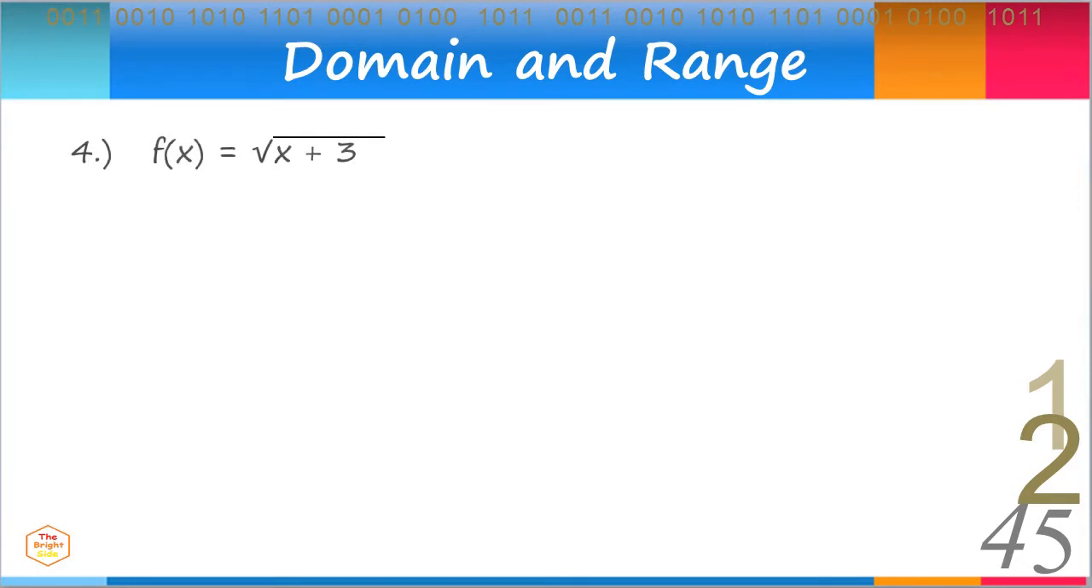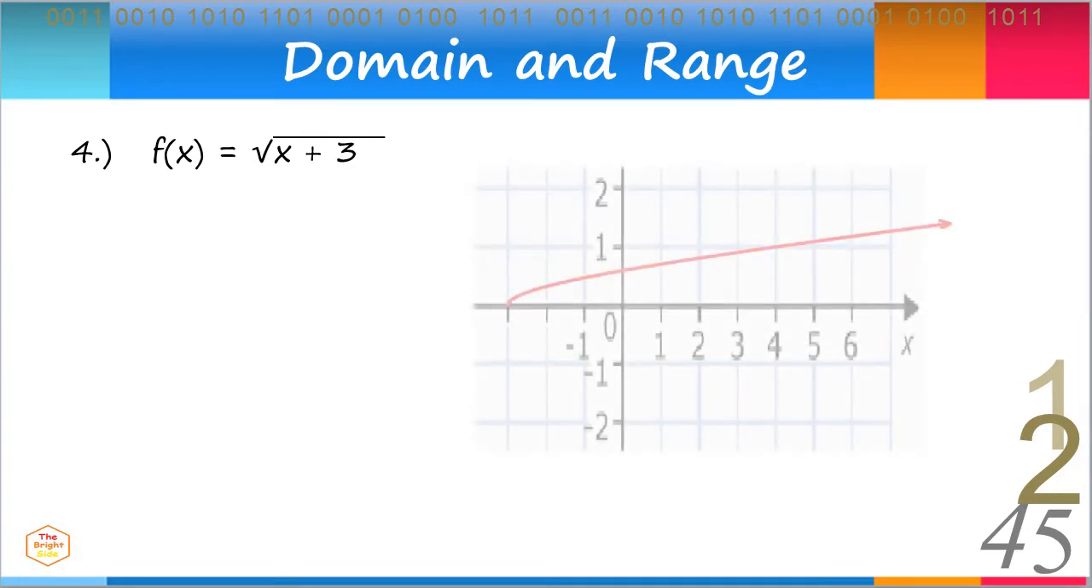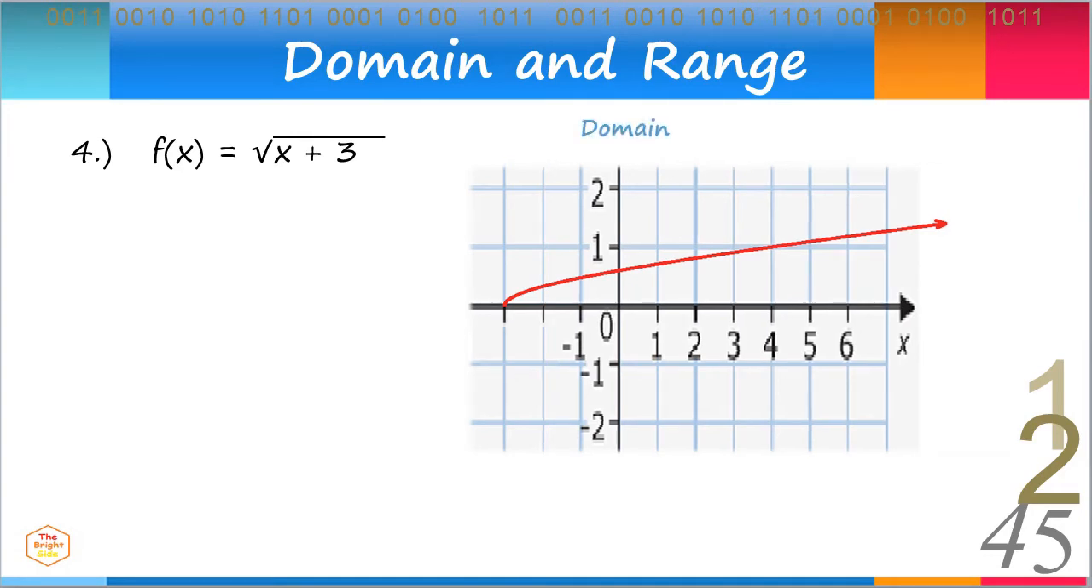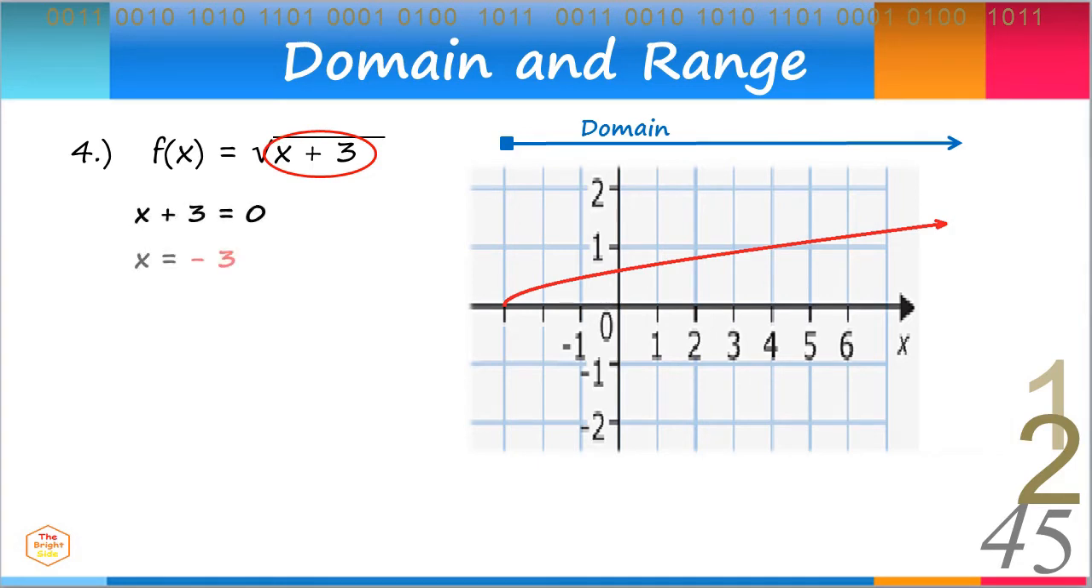Let's consider the function f of x equals square root of x plus 3. This is an example of a square root function. The graph of this function is like a half parabola. Notice the graph. The domain begins from this starting point, then goes indefinitely. This starting point of the curve can be solved by equating the value inside the square root to 0. Solving, we get -3.